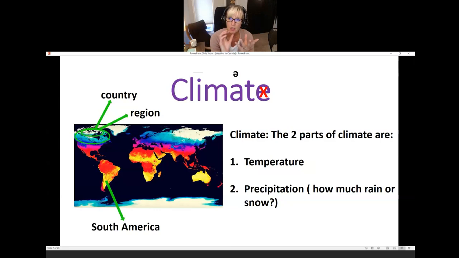So what is the climate in Canada for the summer months? Well, the temperatures are, I would say, warm. Some days are hot, but the temperature in Canada in the summer is usually warm, about 20 degrees to 24 degrees Celsius. The second part of climate is precipitation. Precipitation means how much rain, how much snow.